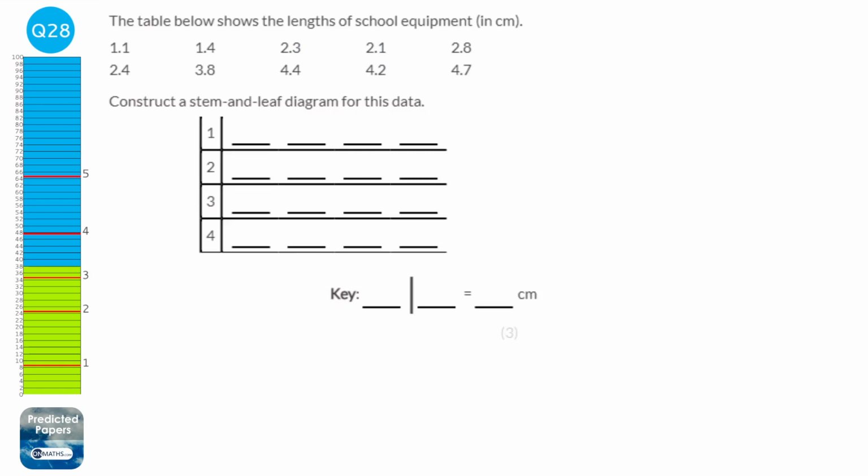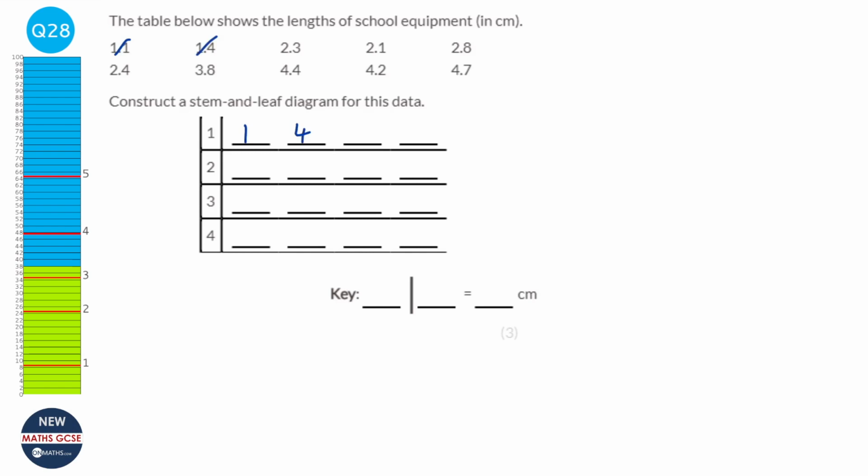So a stem and leaf diagram is just a way of showing raw data. This 1 here could either mean 10 or it could mean 1. In this case we're using it to represent a 1, because if you look at the data they're all either 1 point something, 2 point something, 3 point something, or 4 point something. So looking at the 1 point somethings, we've got a 1.1 there, and we've got a 1.4.